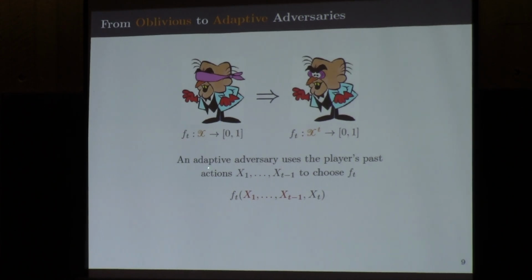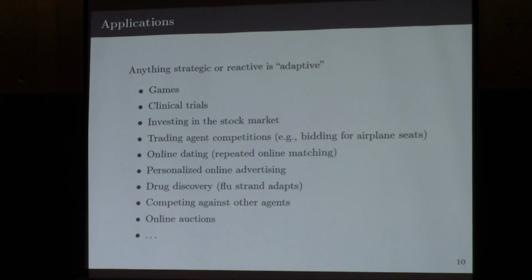So again, the point here being that the adaptive adversary uses the player's past actions, x_1 through x_{t-1}, to choose f_t. Right? And I denote this prefix in red. This is what determines f_t. And then the loss that the player incurs at round t is this function f_t evaluated at x_t. Okay? And this is, again, a natural choice for a large class of learning problems.